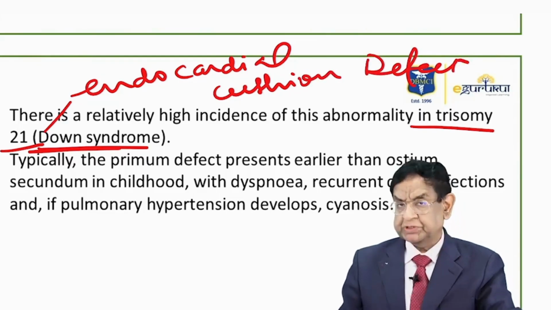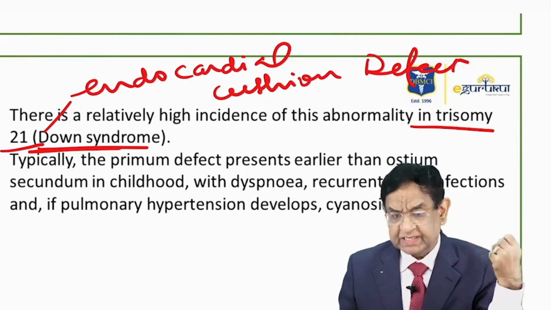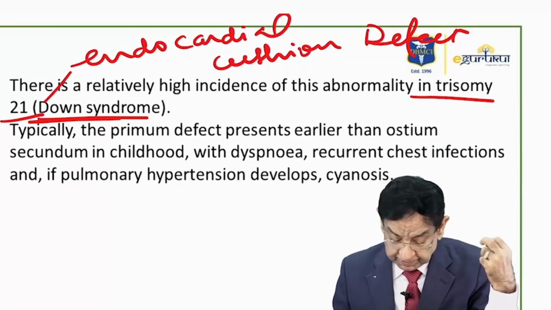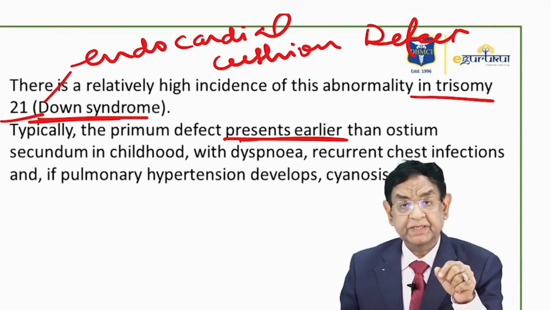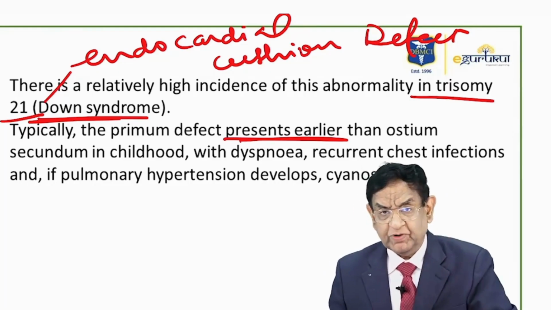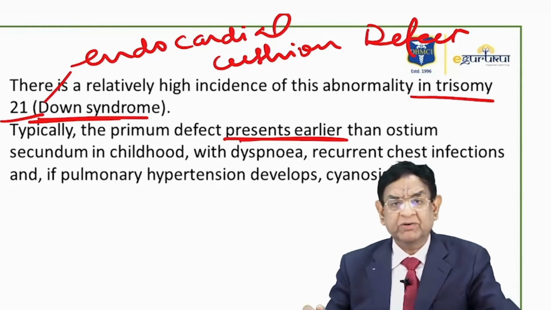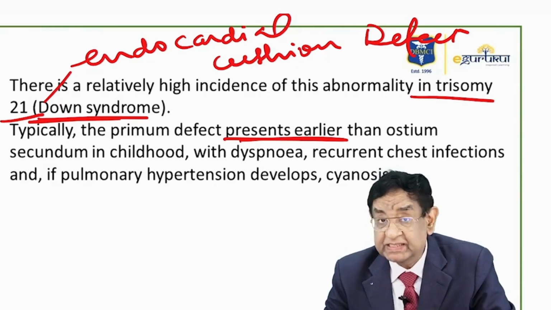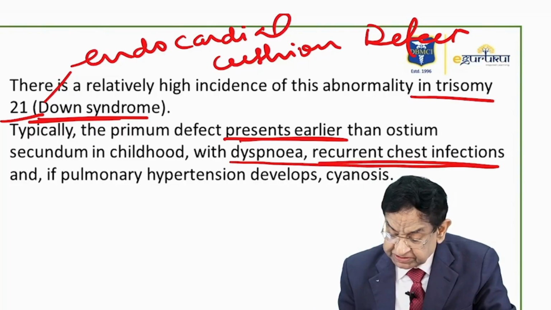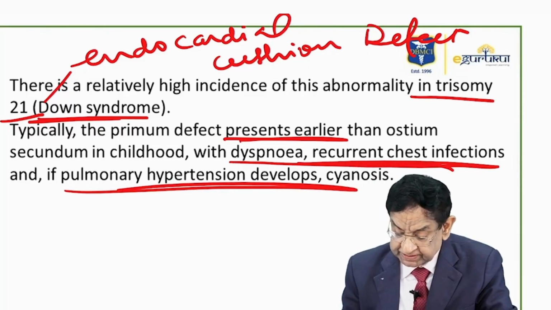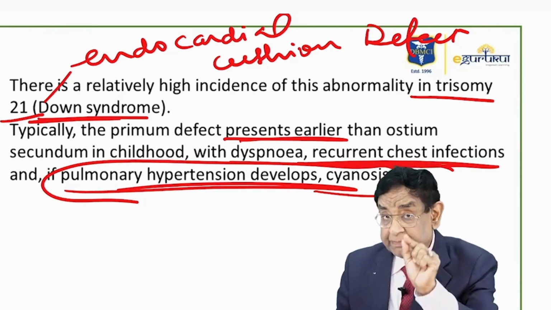It is often associated with septum primum. This I gave you, the list of congenital associations. Now this primum one presents earlier. Point to be noted, secundum was presented later, in older children or maybe young adults. This is in the very early stage. Again, dyspnea, recurrent chest infection or pulmonary hypertension, and they may even develop very early cyanosis or early PAH.